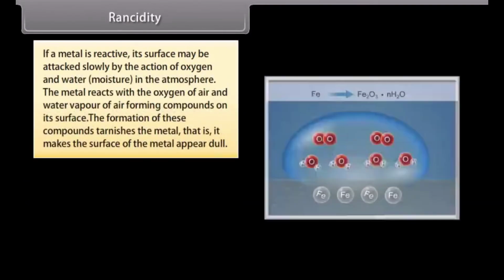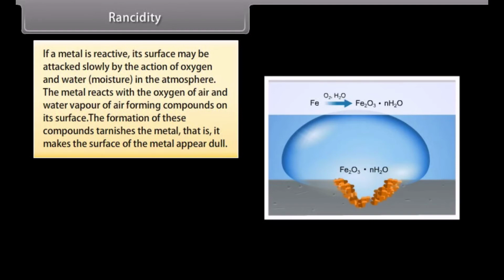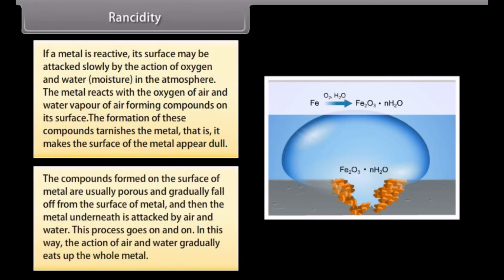If a metal is reactive, its surface may be attacked slowly by the action of oxygen and water in the atmosphere. The metal reacts with the oxygen of air and water vapor of air, forming compounds on its surface. The formation of these compounds tarnishes the metal, that is, it makes the surface of the metal appear dull. The compounds formed on the surface of metal are usually porous and gradually fall off from the surface of metal, and then the metal underneath is attacked by air and water. The process goes on and on. In this way, the action of air and water gradually eats up the whole metal.